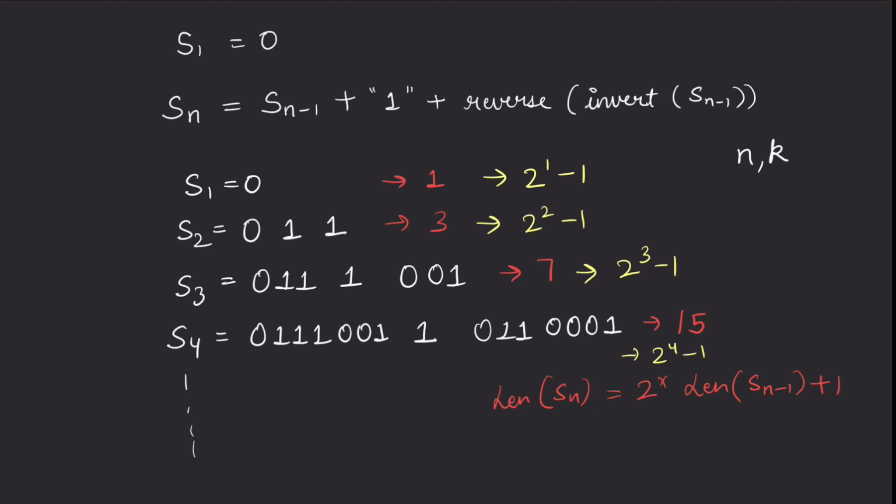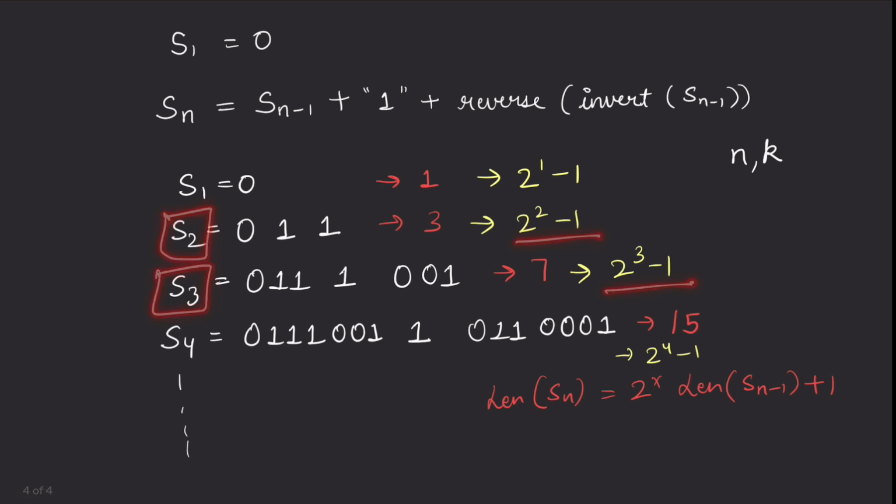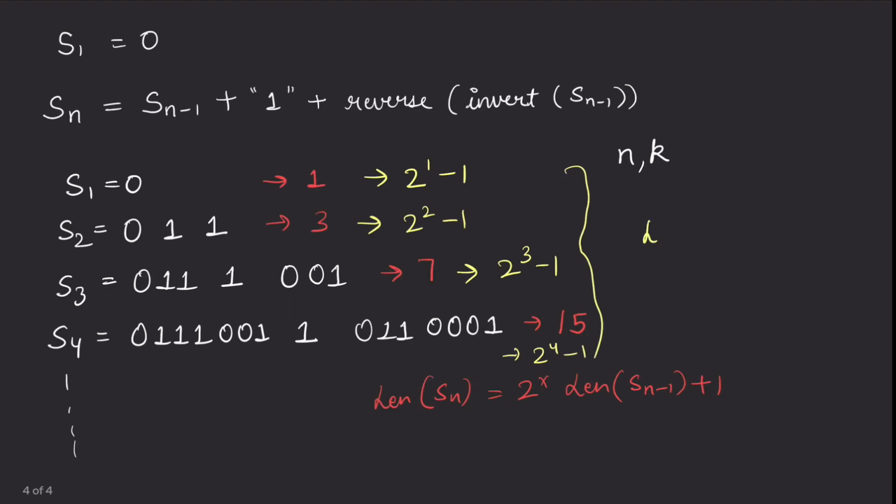Now if you closely look, for S1 the length is 2 to the power 1 minus 1. For S2, it is 2 to the power 2 minus 1. For S3, it is 2 to the power 3 minus 1. That means we can generalize this: the length of Sn will be equal to 2 to the power n minus 1, right? Can I say this?